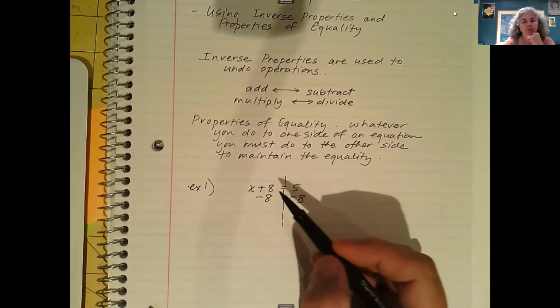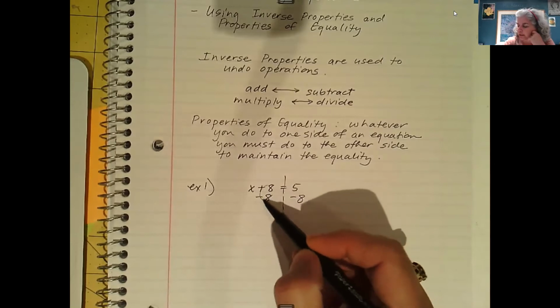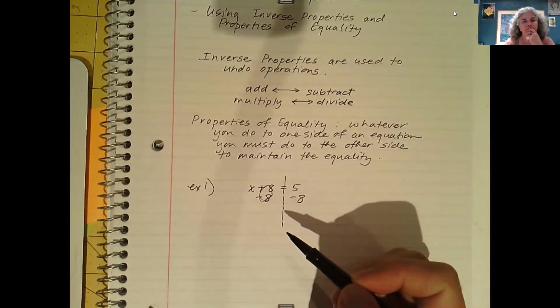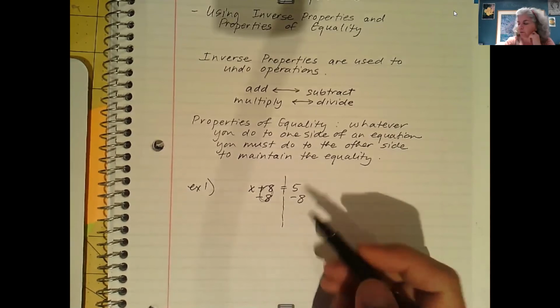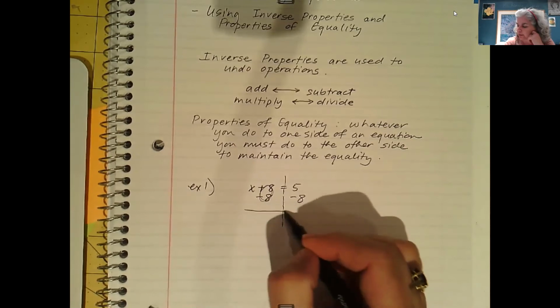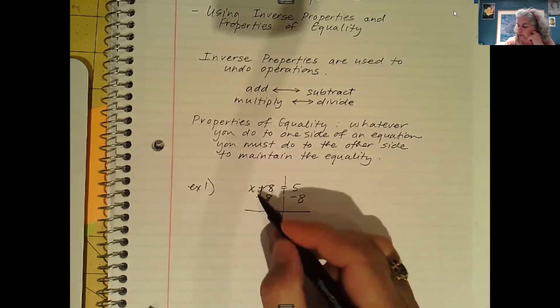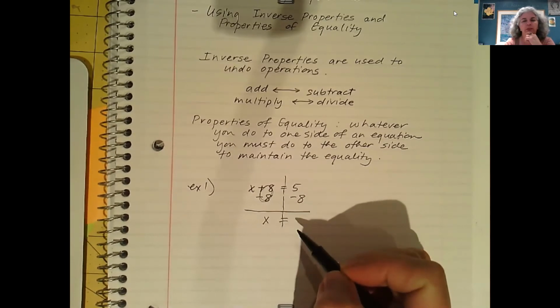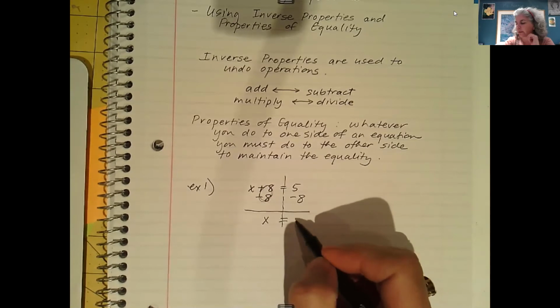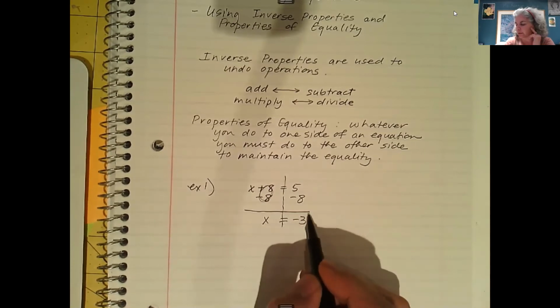And the reason why I subtracted 8 was because I'm trying to get that variable by itself. That's the object of solving the equation. We want to figure out what the variable equals. So the left-hand side goes to 0 here, and I'm left with just x equals, and then I have to figure out what this is. 5 minus 8 is -3. And this is my solution.